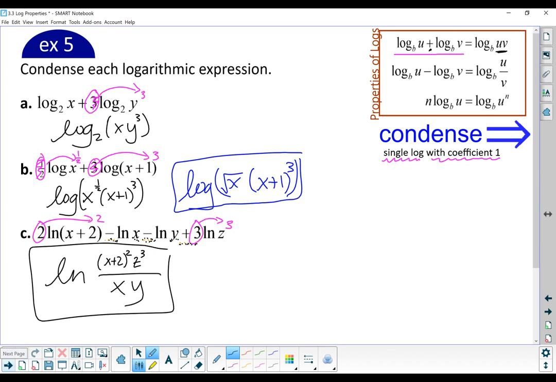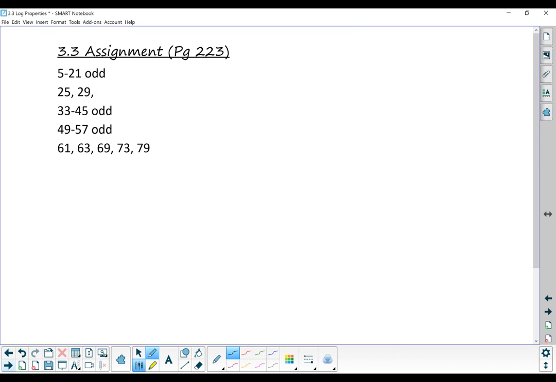All right, so that's it. The assignment is in the book, section 3.3 on page 223. Let me know what questions come up.